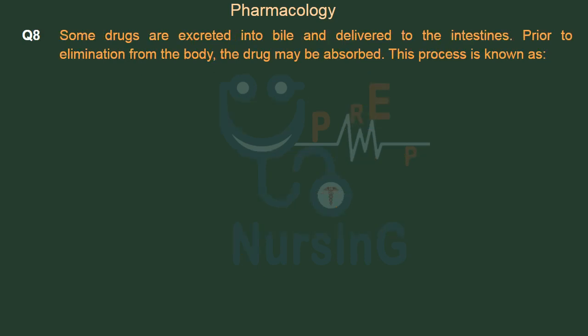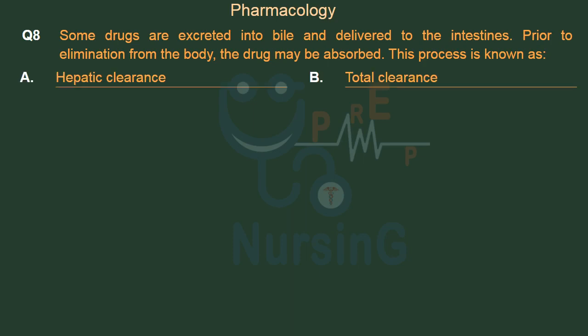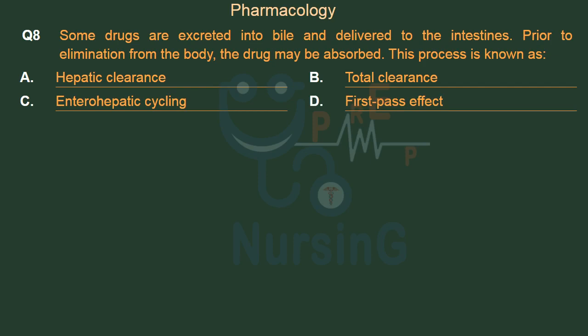Some drugs are excreted into bile and delivered to the intestines. Prior to elimination from the body, the drug may be absorbed. This process is known as Option A. Hepatic clearance. Option B. Total clearance. Option C. Enterohepatic cycling. Option D. First pass effect. Right answer is Option C.